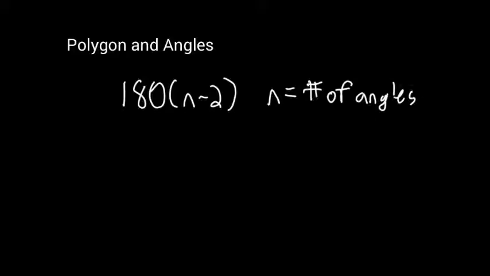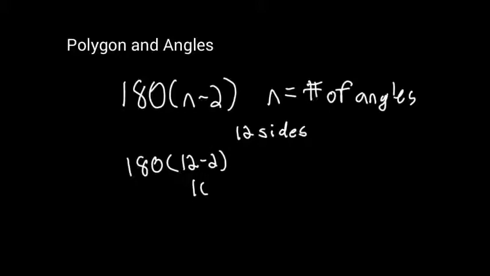So let's say we have a 12-sided figure. Well, a 12-sided figure is also going to have 12 angles. So you put that into the formula of 180 times 12 minus 2. 12 minus 2 is 10, so you would do 10 times 180. So a 12-sided figure would have 1,800 degrees.